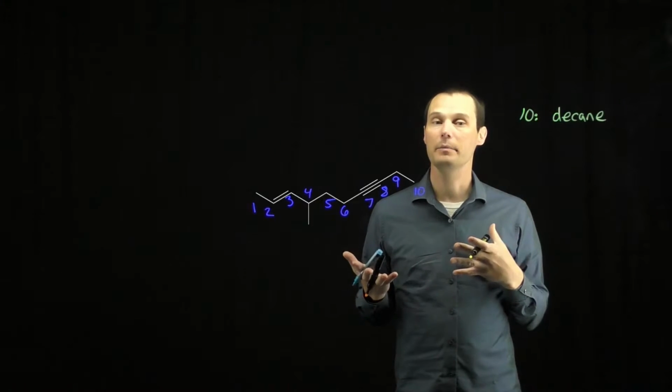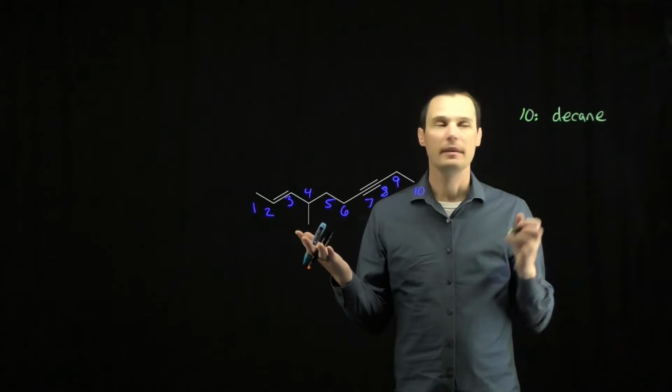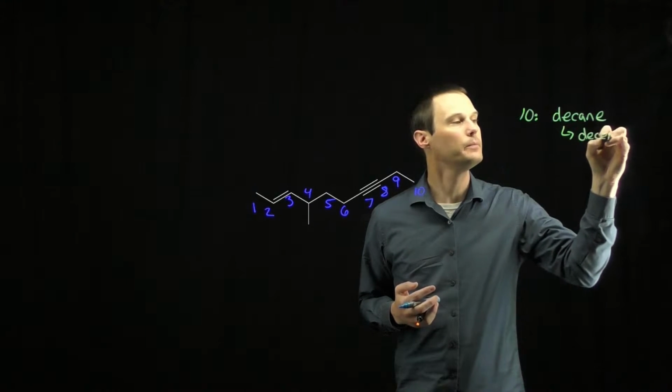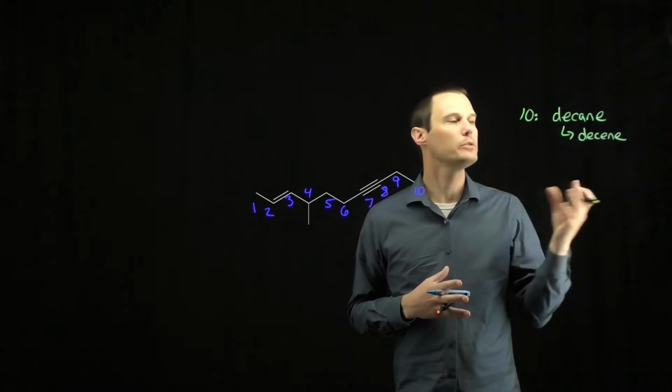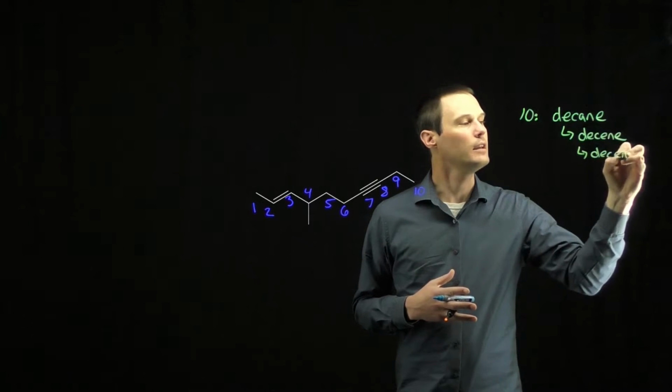But this molecule is not going to be a decane, is it? Because we have unsaturation in the molecule, so we'll need to update the name. The alkene in the molecule means that it's not going to be a decane, it's going to be a decene. But even that's not quite good enough because there's also an alkyne in the molecule. So we'll update the molecule again. It's not going to be a decene, it's going to be a decene-ine.